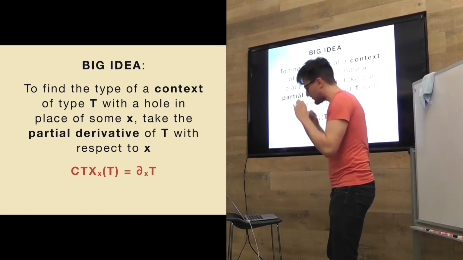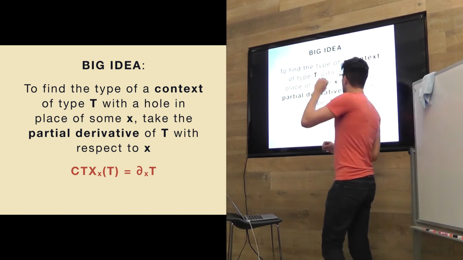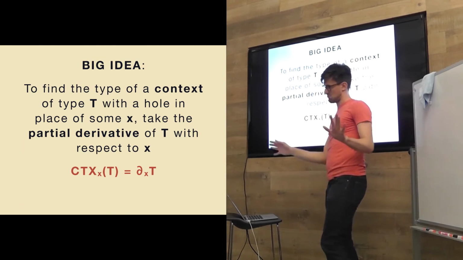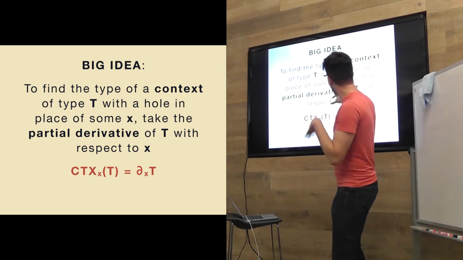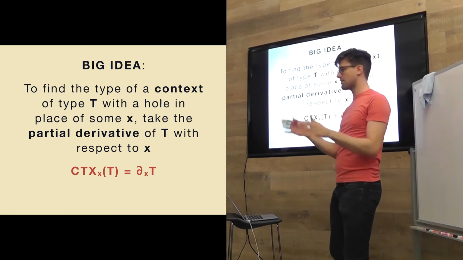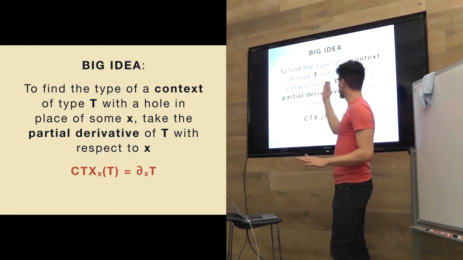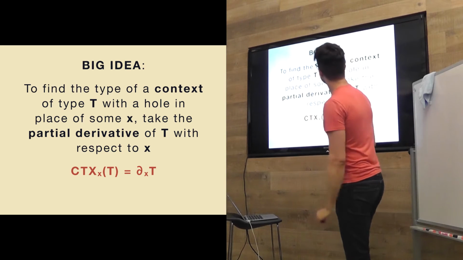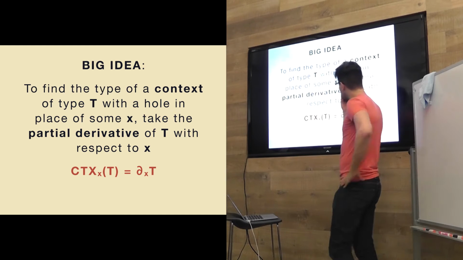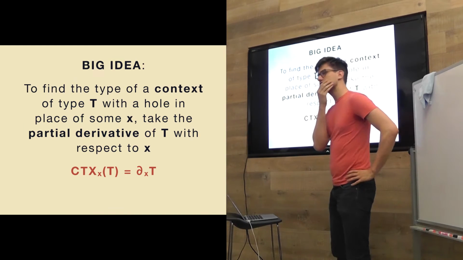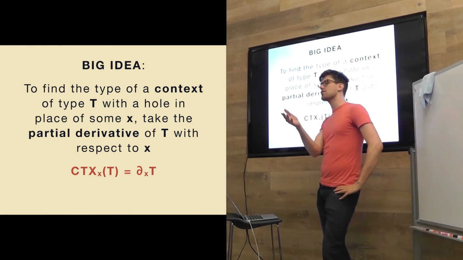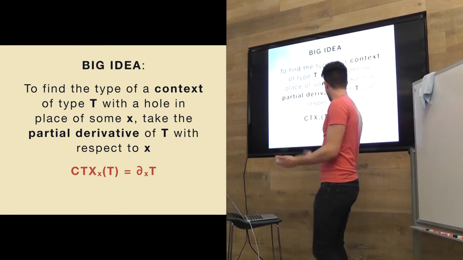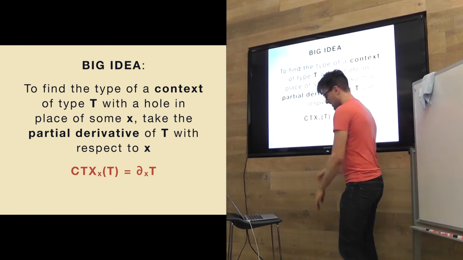So his big idea is maybe, just maybe, to find the type of a context for some regular type t, with a hole in the place of some x. Remember I said all one-hole contexts are such with respect to some internal type. Take the partial derivative of t with respect to x. Now we've got a theory. We've got a theorem or something like that. We've got something we can try to prove, and we can even write it in math.